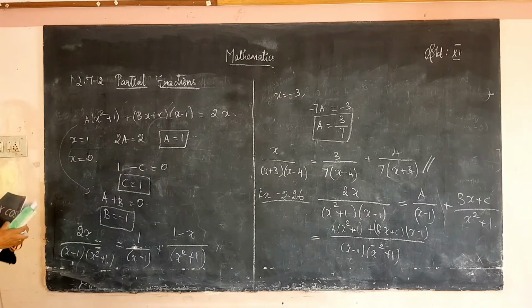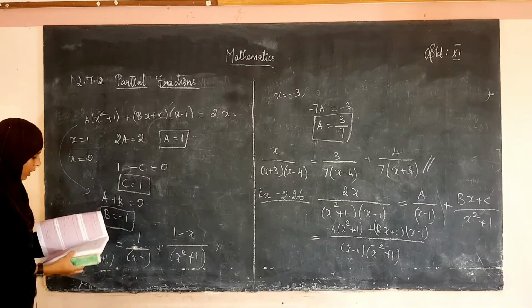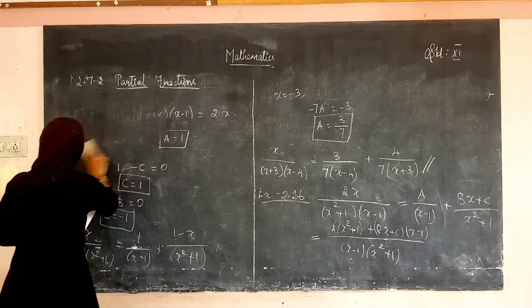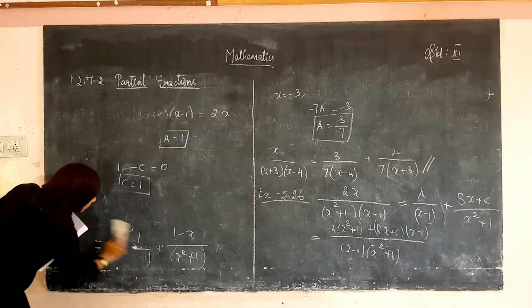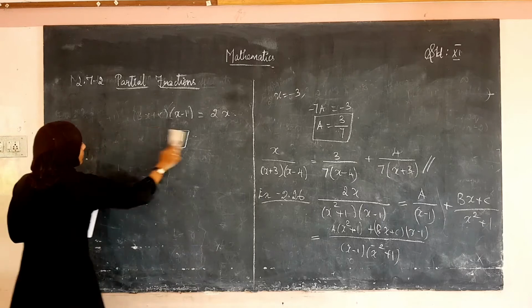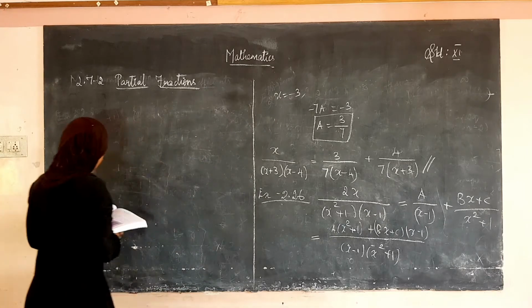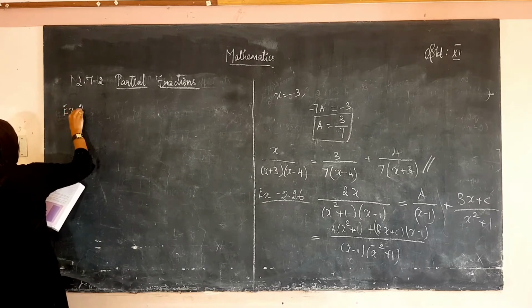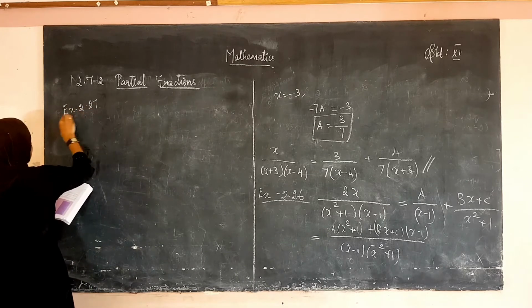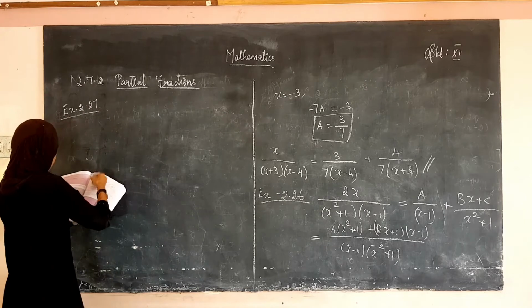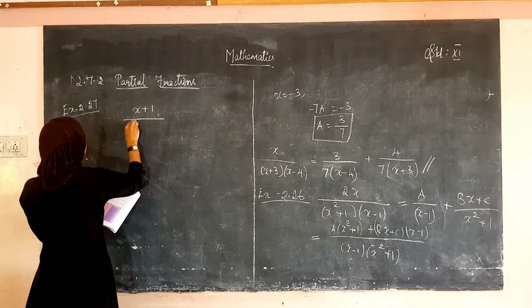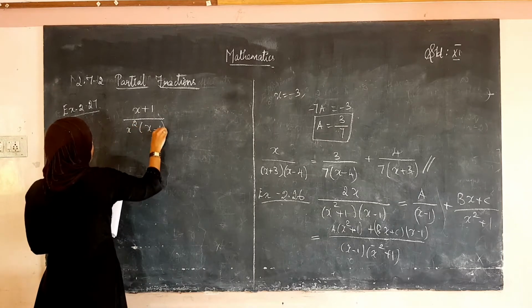Okay. This is the solution. We have factorized the given rational function. Okay. Now the next sum. Example 2.27. Okay. Resolve into partial fractions: x plus 1 divided by x square into x minus 1.